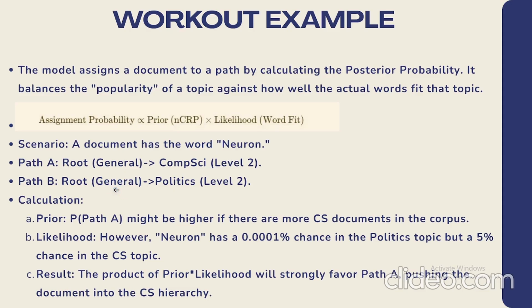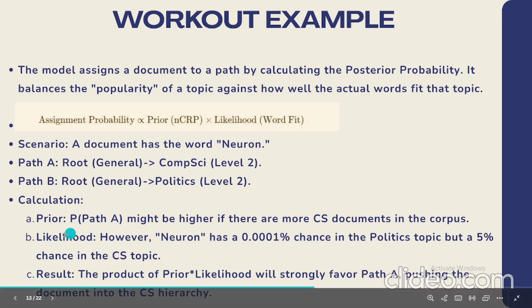These are function words that we have described earlier, like the, and, is, must, and then we have the specific. In this case, we have a 2 level. So the second level that we have is politics. Now let's come to the prior. Let's say the probability of path A might be higher if there are more CS documents in the corpus. As we know, prior is based on the probability of the words that we have in the document. So if we have more CS documents in our corpus, it means that the probability of path A would be higher.